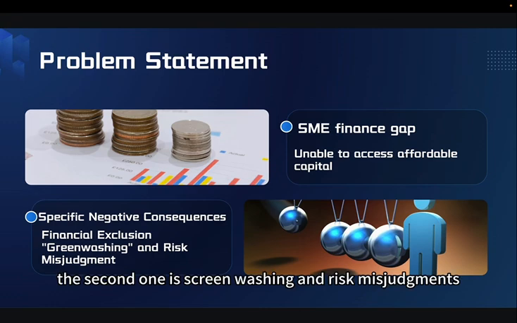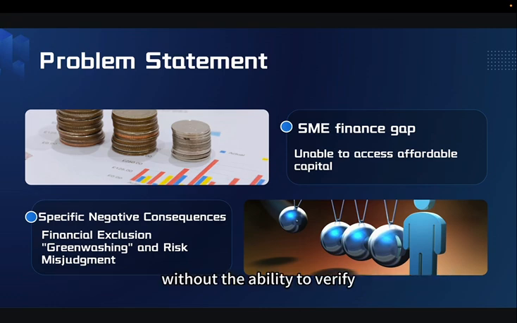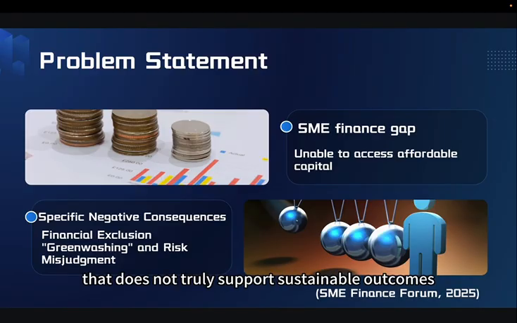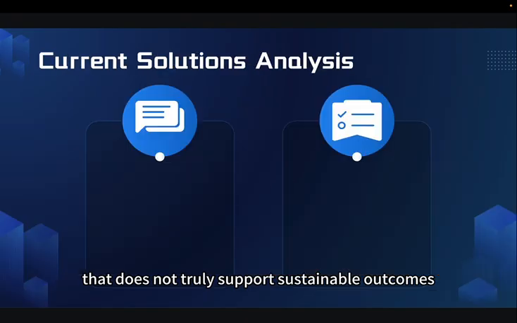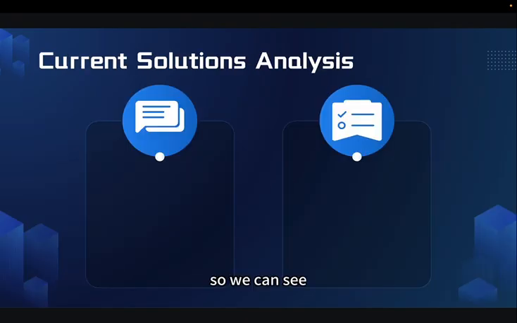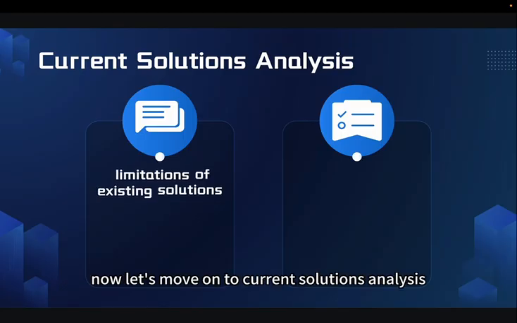The second one is greenwashing and risk misjudgment. Without the ability to verify governance and social behaviors, lenders often misjudge risks, leading to capital allocation that does not truly support sustainable outcomes. So we can see there is an urgent necessity for a system that can translate fragmented, qualitative behavior into a structured ESG credit profile. Now let's move on to current solutions analysis.